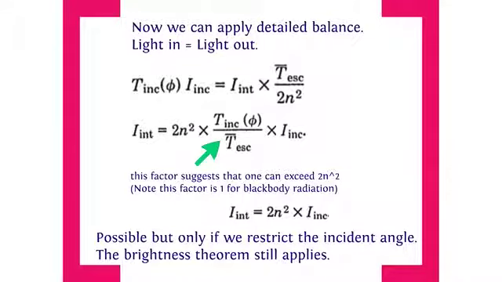This factor, T incident divided by T escape, is usually 1. We can ignore it because more or less the probability of light passing from here to here is approximately the same as the probability of light passing from here to here. You can think about this from reciprocity. You just turn time back, and it should behave exactly the same way. If it doesn't, it will violate the second law of thermodynamics. So this will disappear for most purposes.